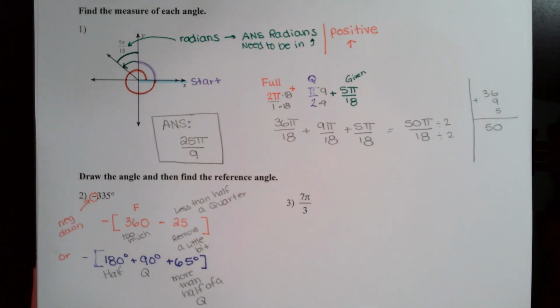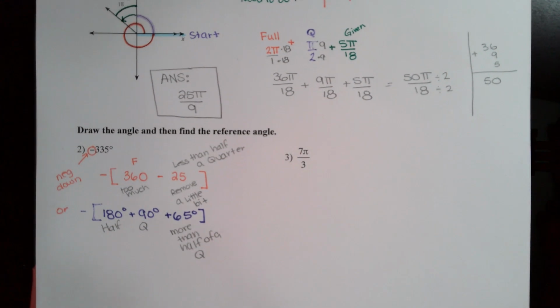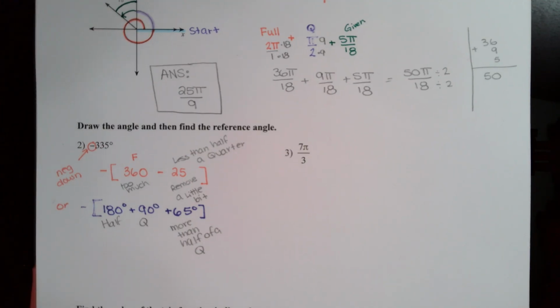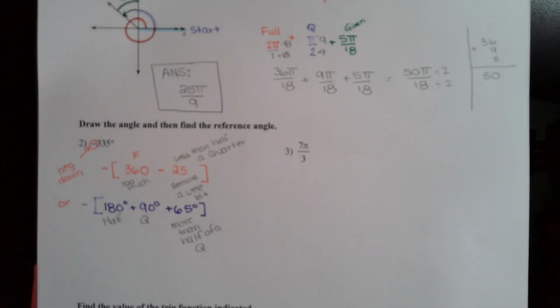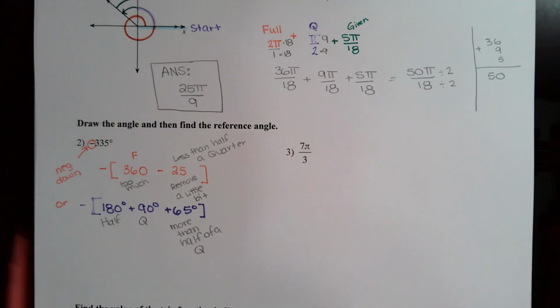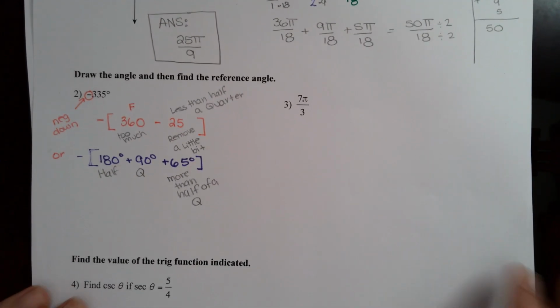Okay, this is more than half of a quarter. So how do we know what's half of a quarter? Well, a quarter is 90 degrees. Half of that is 45. 65 is obviously more than 45 degrees. Okay, so translating this in English helps us draw the angle. So let's go ahead and do that.